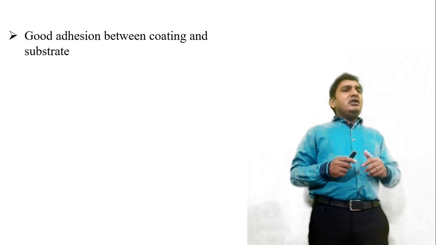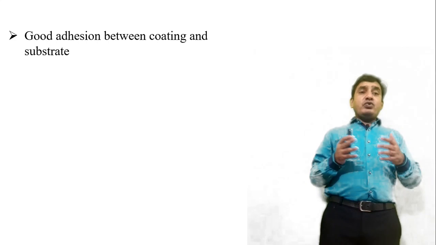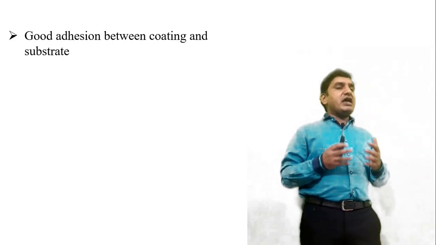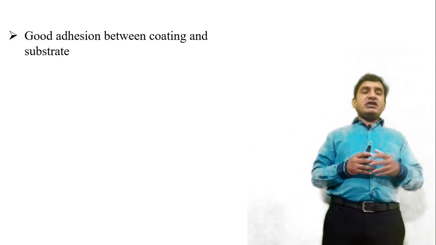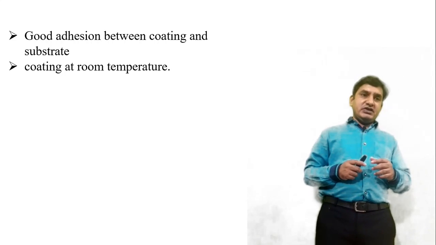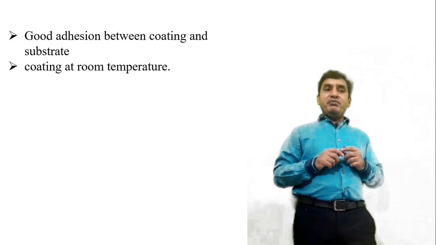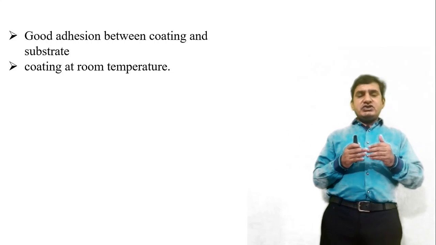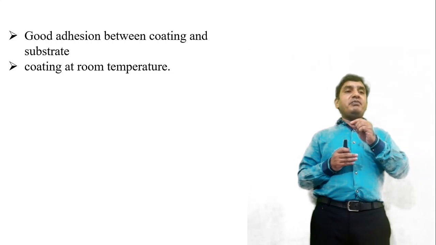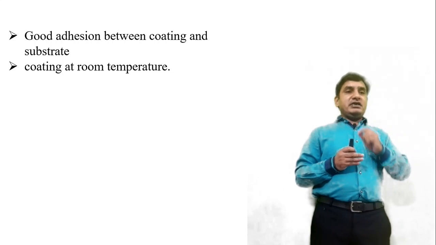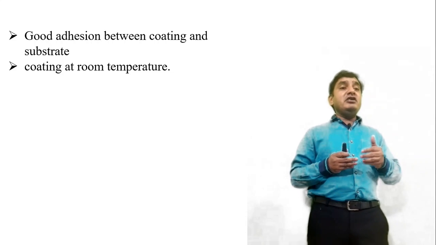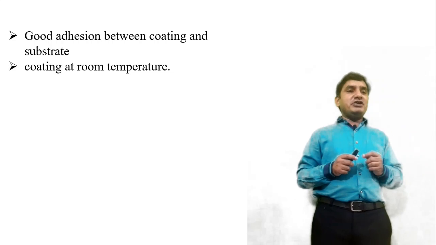Now, good adhesion between coating and substrate. There is a very strong adhesive force between the target material and the substrate, and therefore there is good adhesion between the coating and the substrate. The coating can be done at room temperature; we can also change the temperature by using a heating plate. But the formation of thin film is possible at room temperature also.